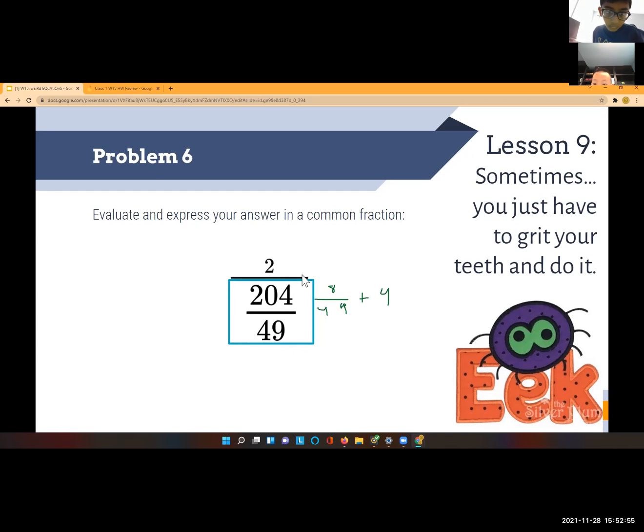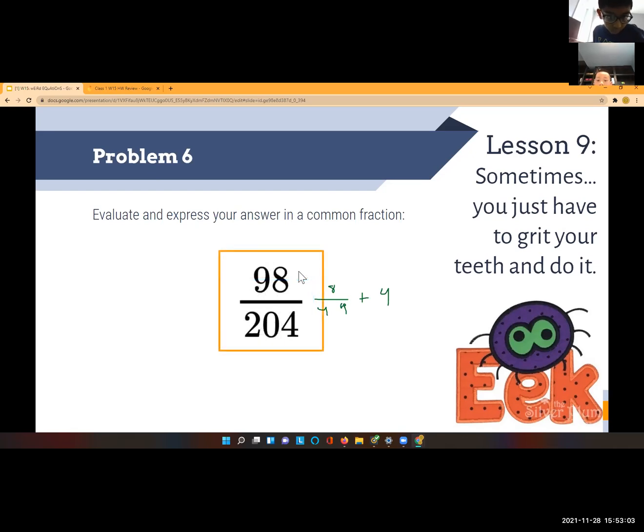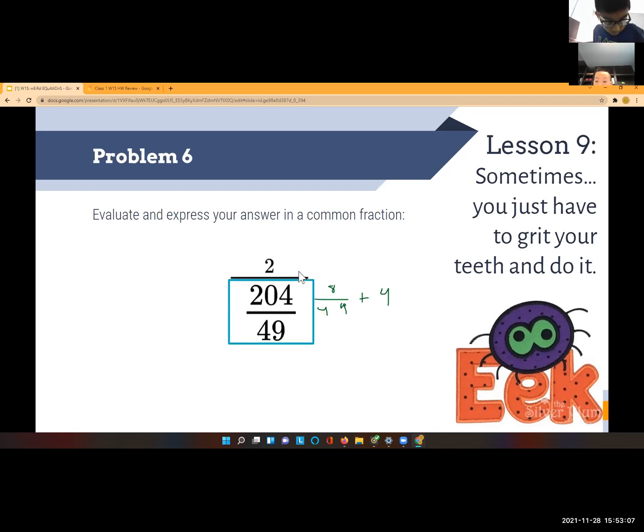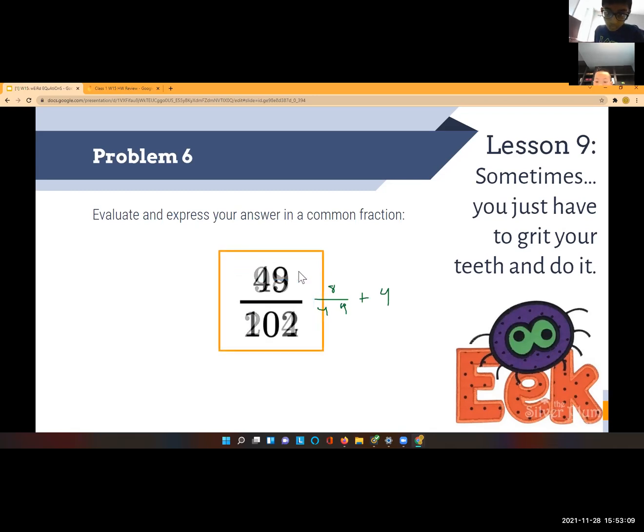Now you do 2 divided by that, meaning that you do 2 multiplied by 49 divided by 204. And you're going to get 98 over 204. Sorry, you'll simplify. 49 over 102, right? So I think a few people, 3 people, got the right answer, so good job.